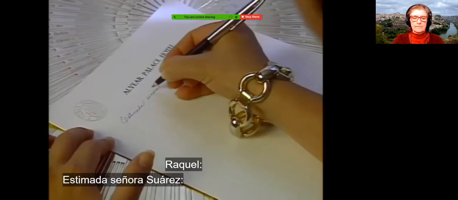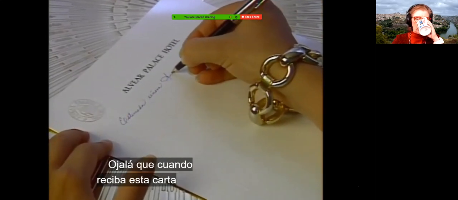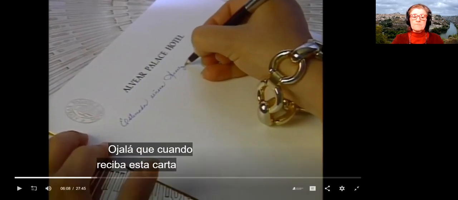Estimada señora Suárez, ojalá que cuando reciba esta carta, Ojalá, hopefully when you get this letter, has she gotten the letter yet? No. Hopefully when you get this letter, and that is a reason for subjunctive, because she hasn't gotten the letter yet. And so it's not recibe, it's reciba, opposite vowel.